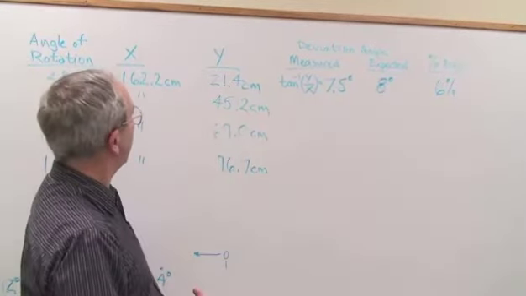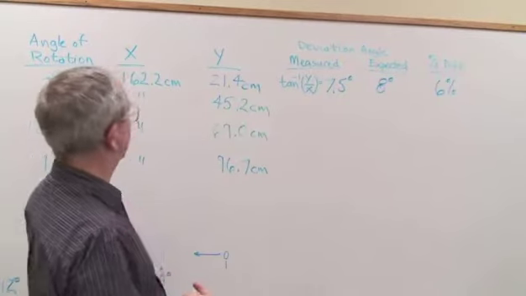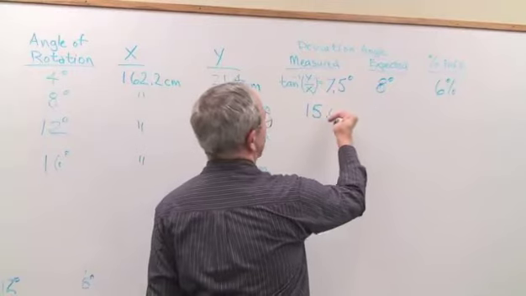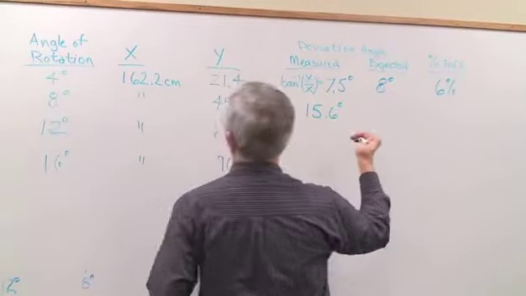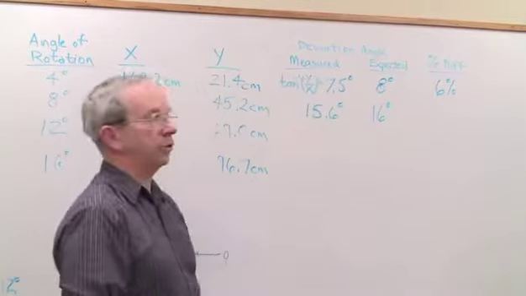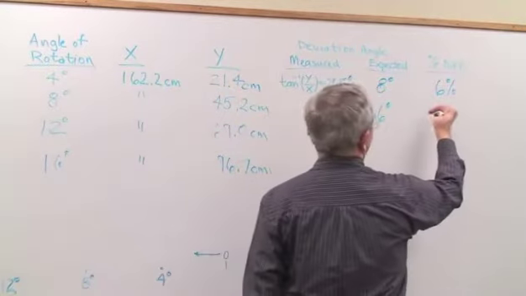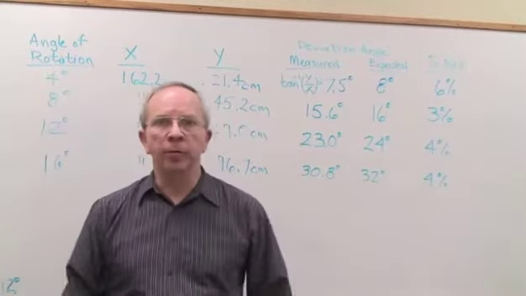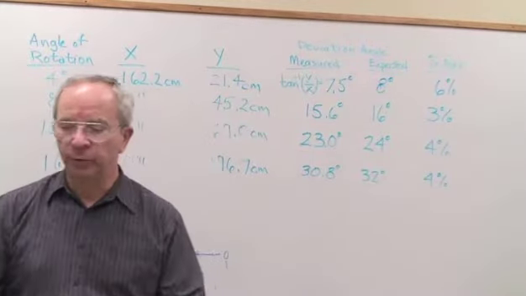If you have 45.2 centimeters for 8 degrees, that comes out to a calculation of 15.6 degrees, which we expected to be 16 degrees. That's pretty good agreement, don't you think? And that is about 3% difference. So all in all, we did pretty good in verifying the law of reflection.